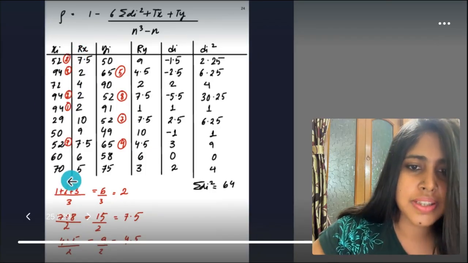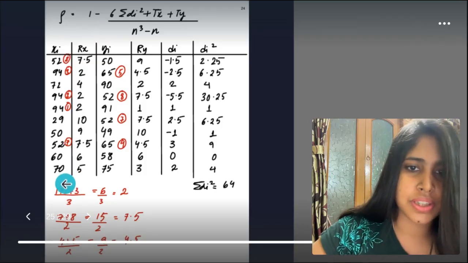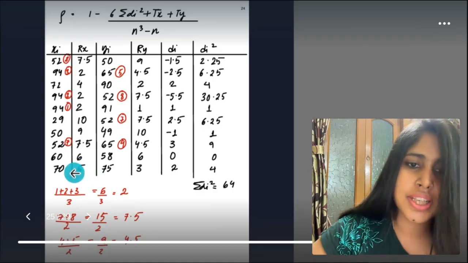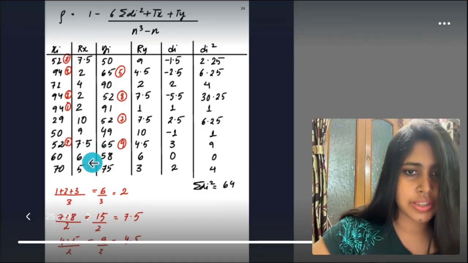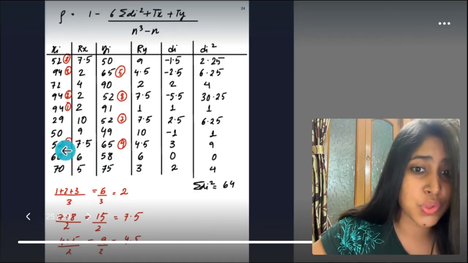Now next is number 5. The next highest value is 70, so the rank is 5. The next highest value is 60, so the rank is 6. Now the next highest value is 52 and 52.